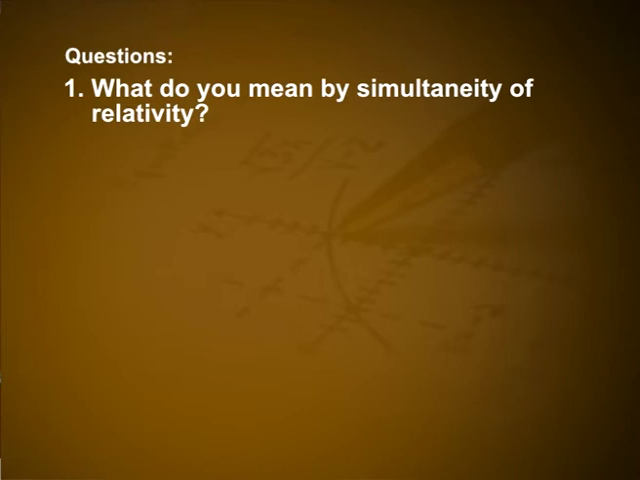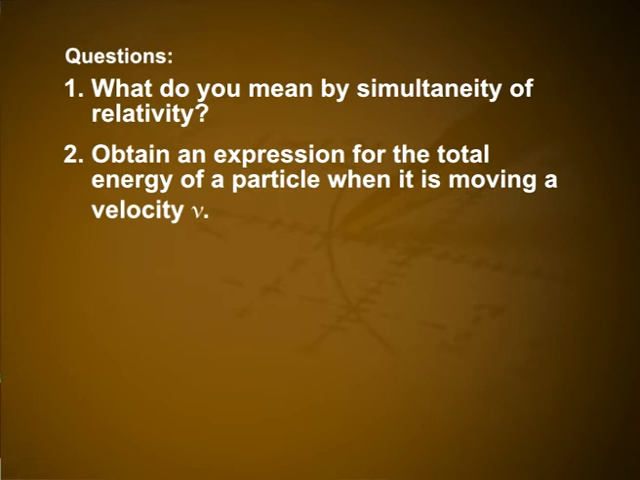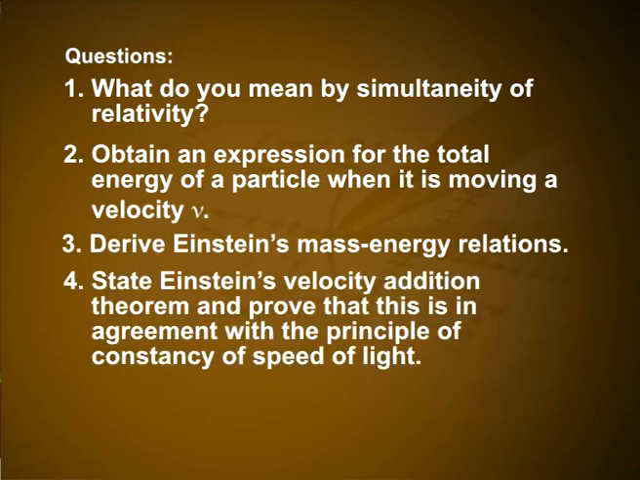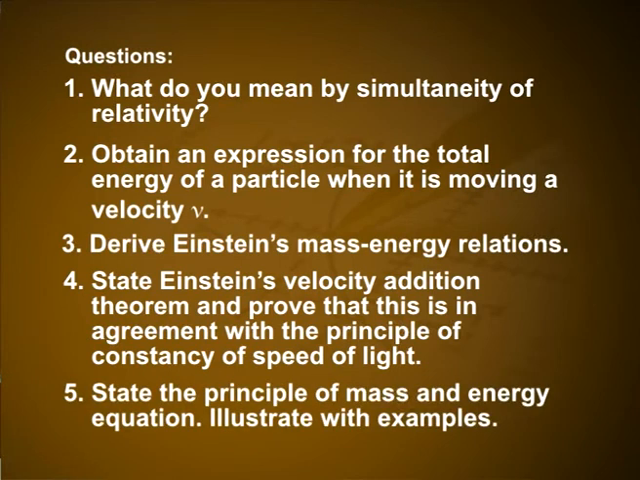Now you can try to answer the questions given here. First one, what do you mean by simultaneity in relativity? Second one, obtain an expression for the total energy of a particle when it is moving with velocity v. Third one, derive Einstein's mass energy relation. Fourth one, state Einstein's velocity addition theorem and prove that this is in agreement with the principle of constancy of speed of light. Fifth one, state the principle of mass and energy equation, illustrate with examples.